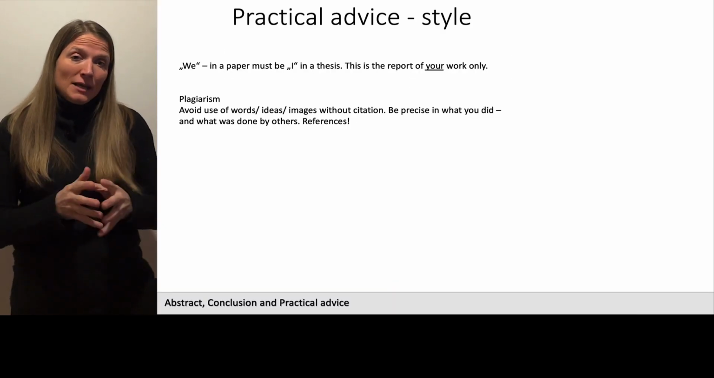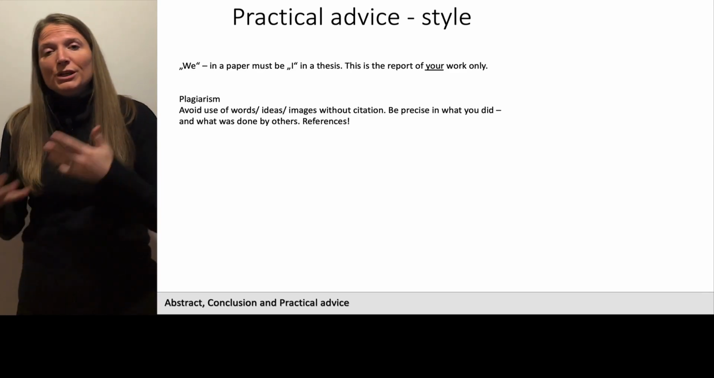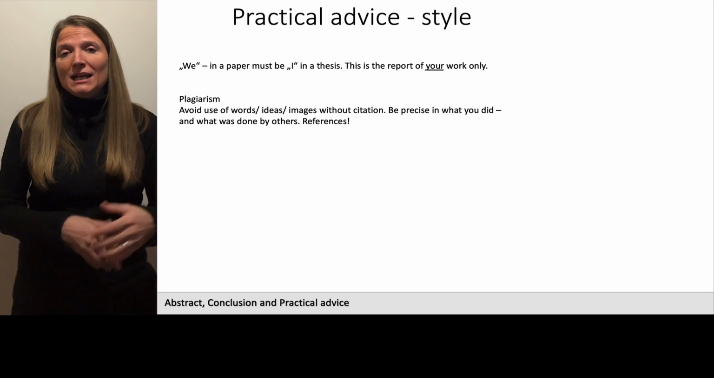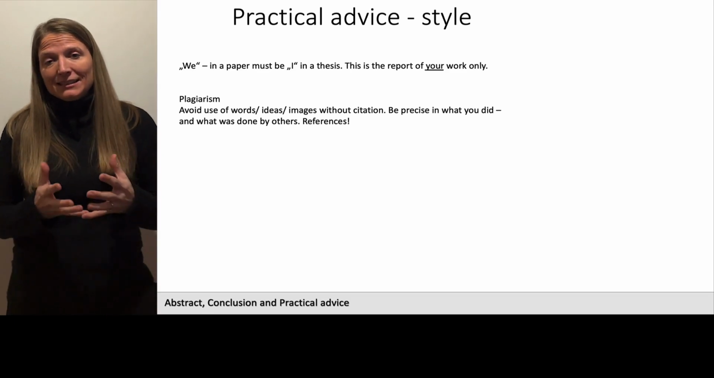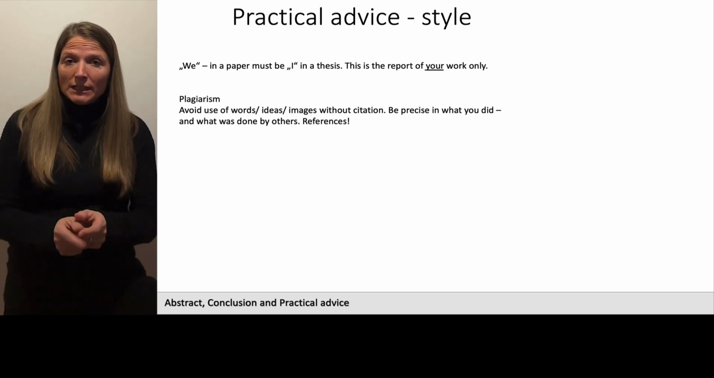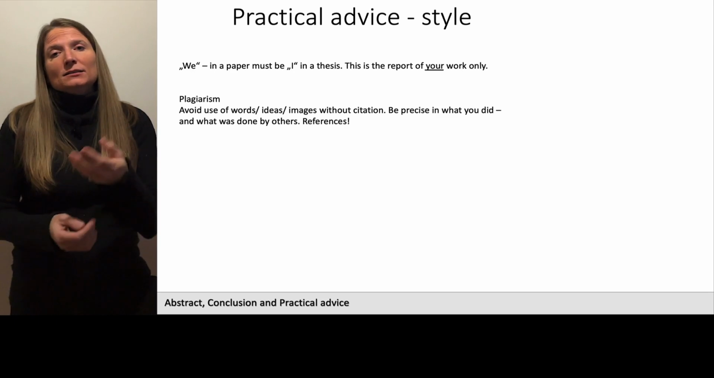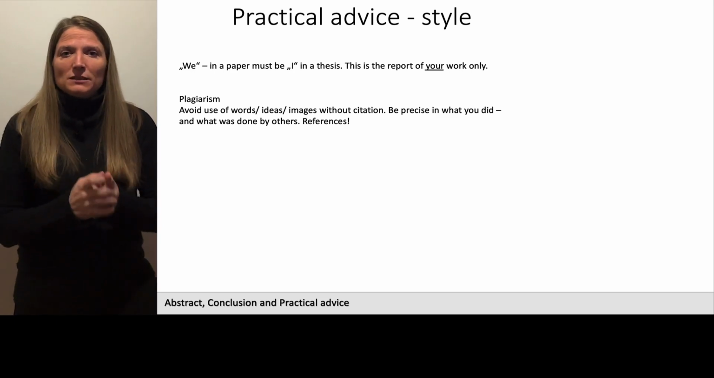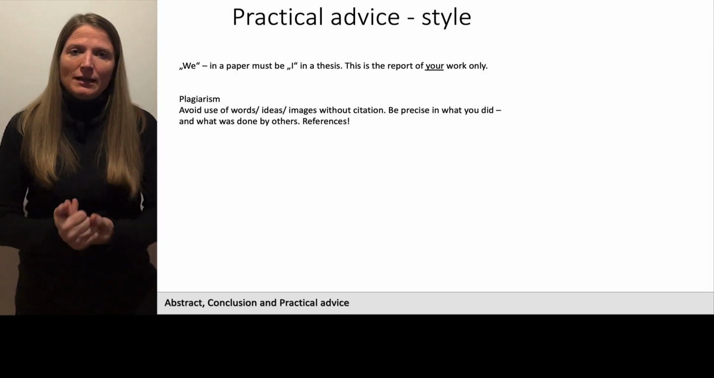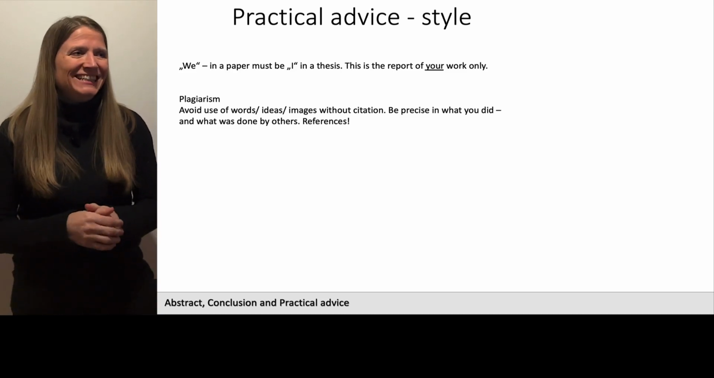Okay, in a paper, often to use the active voice, we use we do this, we do that, here we show. A thesis is showing your work and your work only. And you actually sign a statement that what you show here is your work. So we is kind of difficult to put in a thesis. You should say I, or find some other wording.